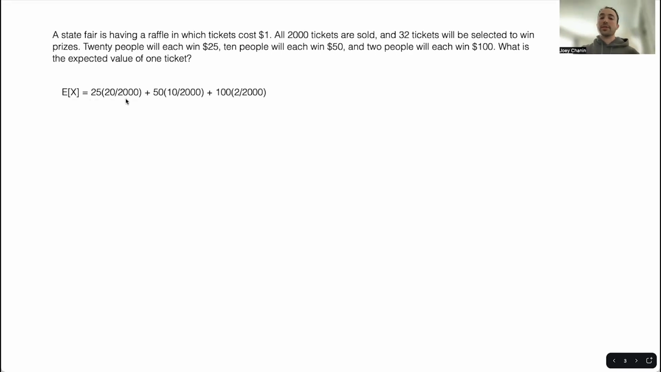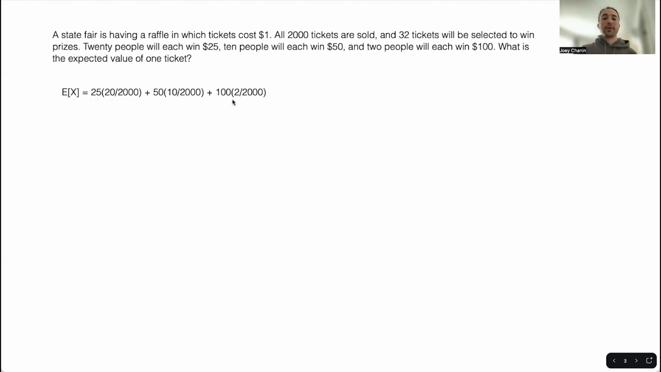validation step that we need to do, which is that the probabilities of all the outcomes need to add up to 1. We need to account for all the possible outcomes. If these probabilities don't add up to 1, we haven't accounted for all the possible outcomes. Clearly these don't add up to 1. 20 plus 10 plus 2, that's 32, not even close to 2,000.